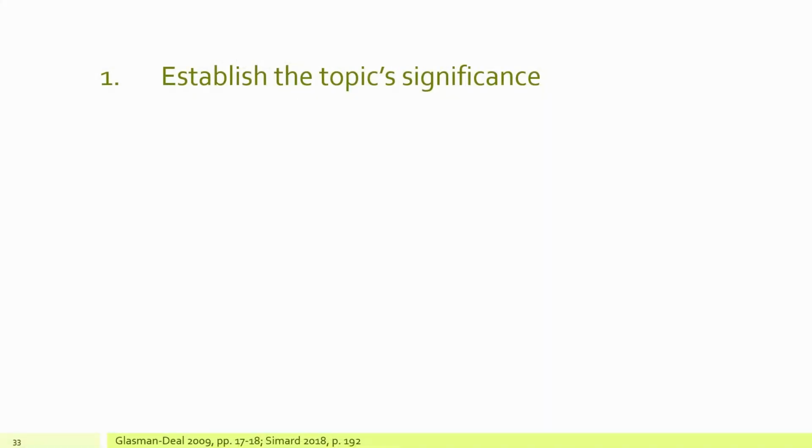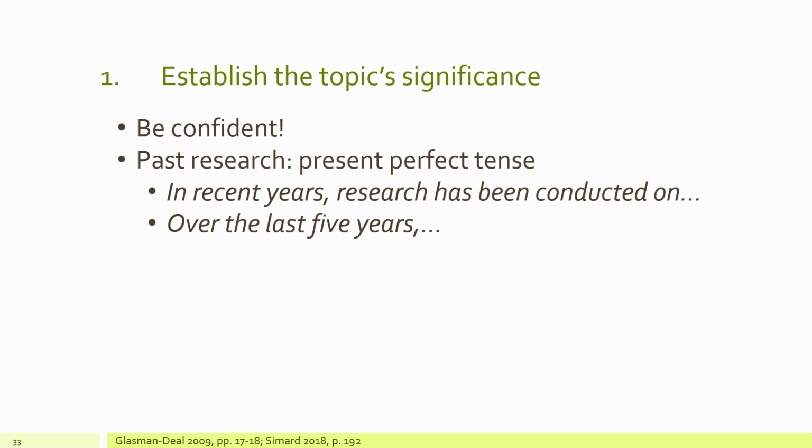As you establish the topic's significance, remember we're starting general, so we're not discussing your exact research question yet, but the topic more generally. Some tips. Be confident, not shy, about the importance of your topic of research. This is your chance to convey the importance to your audience. Use present perfect tense at this stage to show what was found in the past but is still true in the present. So, use it to describe past research.